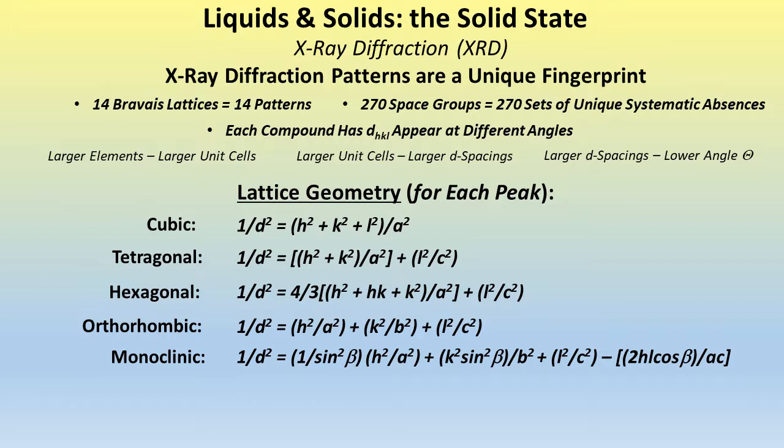Trigonal and triclinic are very complicated and won't fit on the slide. The key being, once you have a pattern, you see which of these particular geometries it fits under. Whichever one can solve every peak tells you if the lattice is cubic, tetragonal, hexagonal, orthorhombic, or monoclinic.